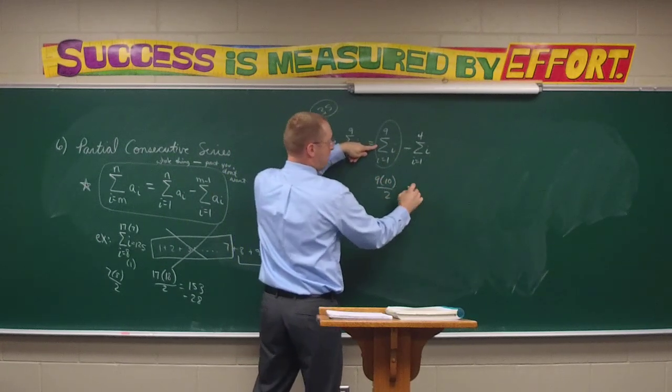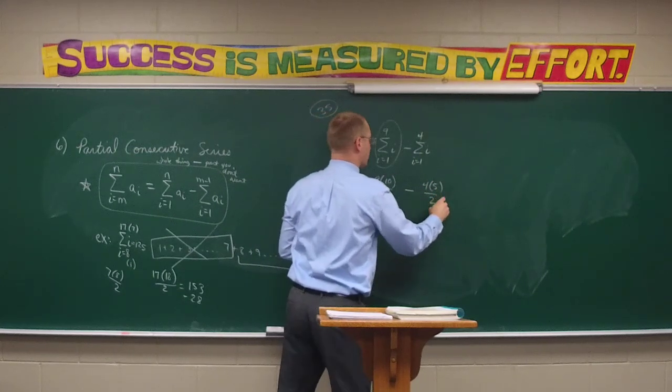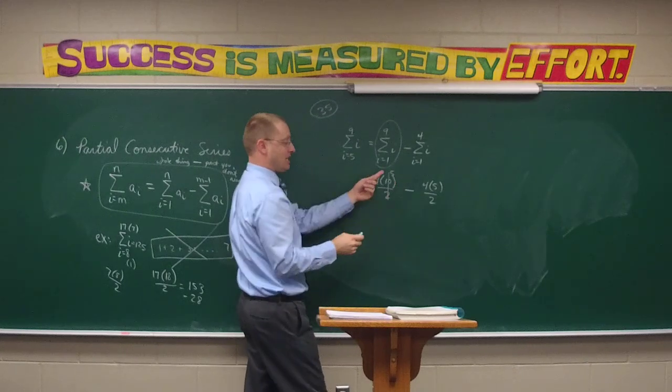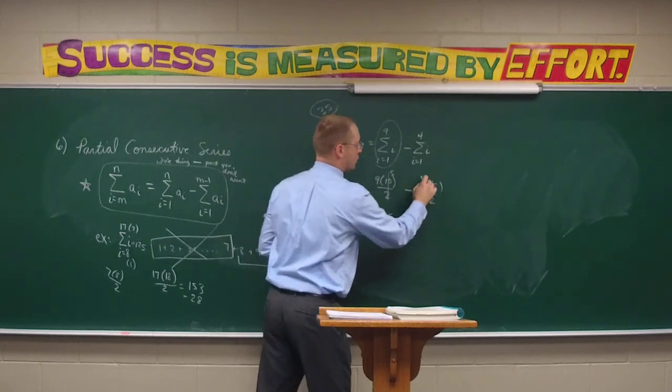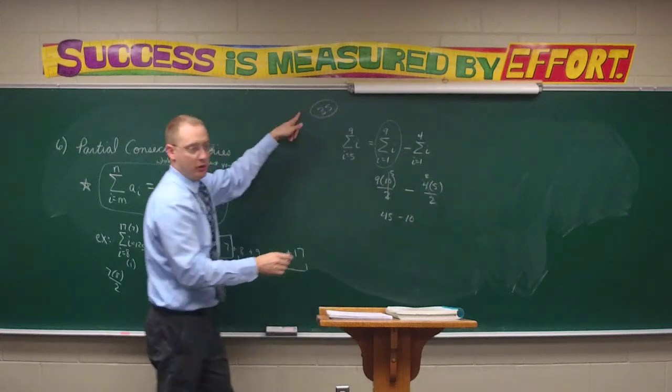9 times 10 over 2, and then I'm going to subtract, how do I plug in the numbers here, class? 4 times 5 over 2. If we wanted to cancel, we could get 9 times 5, 45, and we could cancel 4 and 2 to get 10. 2 times 5, which is 10, and there's our 35.